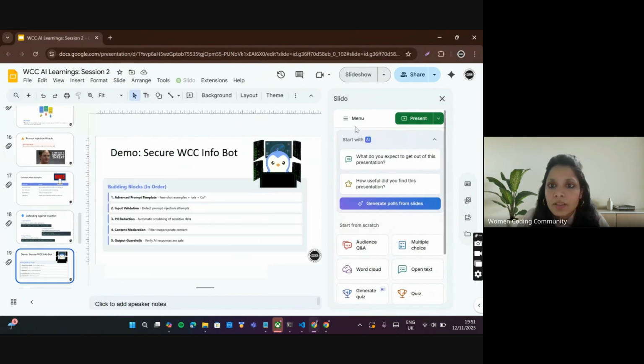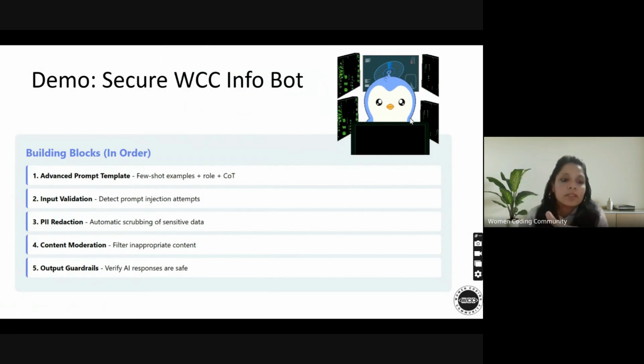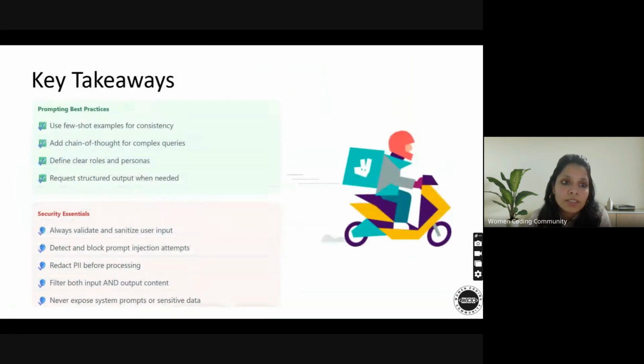We were here. So what we covered here, we covered some of the prompt templates. They were not advanced, I would say. I think they were just simpler but very common ones. Input validation, PII data validation, content moderation, and output guardrails.